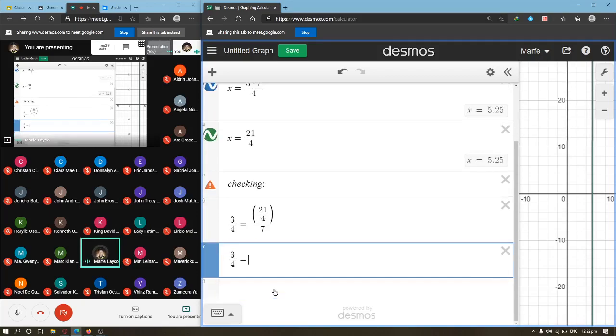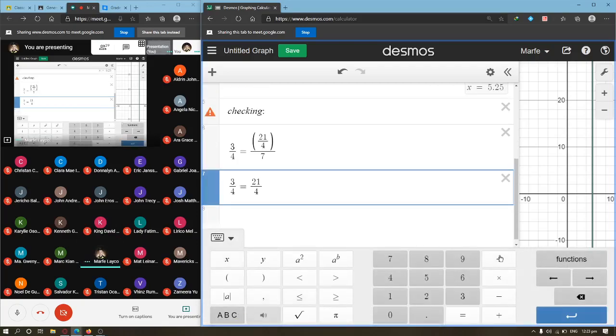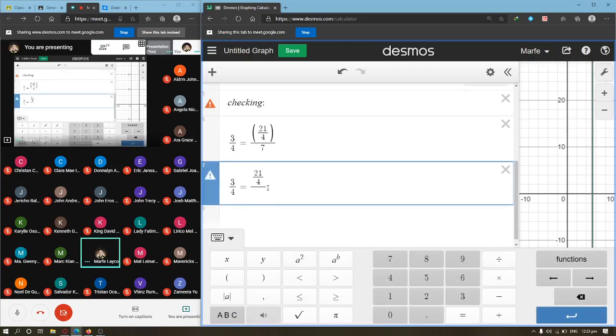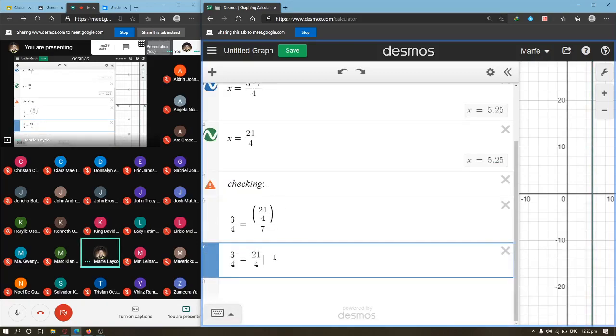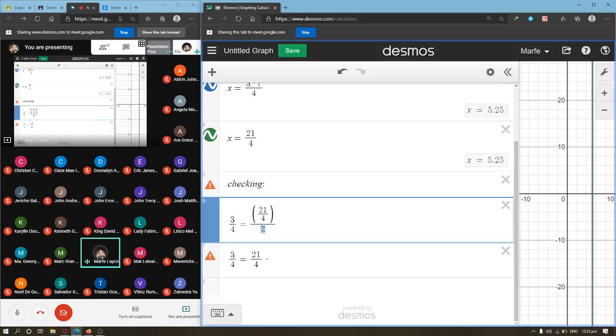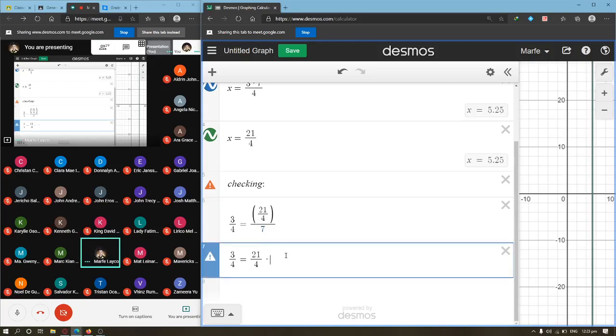Remember our lesson on division of rational expressions. 21 over 4, tapos, divided by 7. So, from division, magiging siyang multiplication. And then, it is automatically, kapag whole number siya, it is 7 over 1. So, get the reciprocal, it will become 1 over 7.